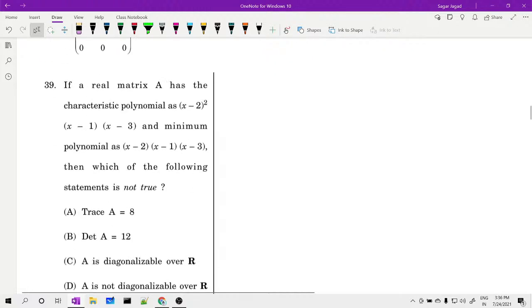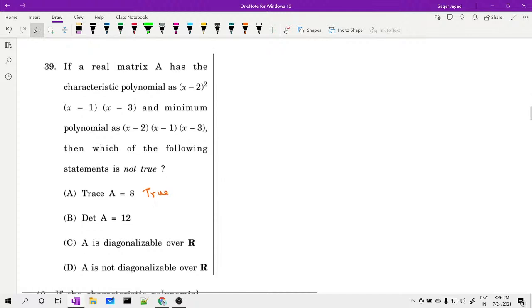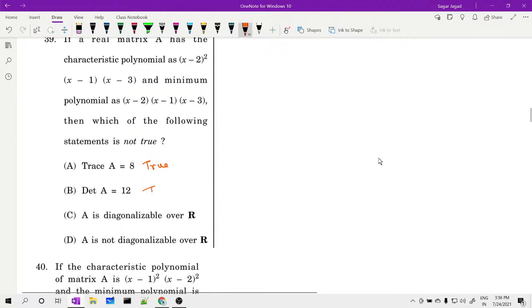Good question. If a real matrix A has this characteristic polynomial and this minimal polynomial, then which of the following statements is true? Okay. So what about the trace? Trace of the matrix is nothing but the sum of the eigenvalues. So it is 2 plus 2 plus 1 plus 3. So it is right. This is actually true. What is the determinant? It is nothing but 2 into 2 into 1 into 3, so it is 4 into 3, which is 12. So it is also true.